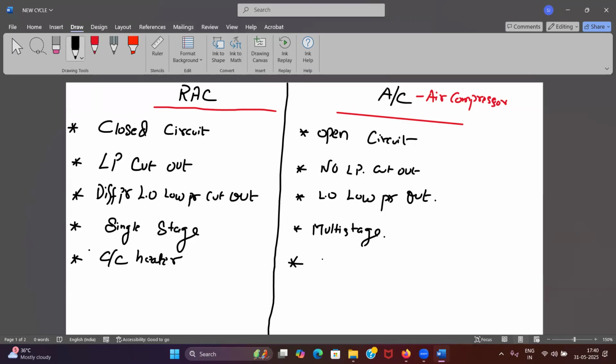You can give many reasons. I am just writing a few. And here you have no crankcase heater. Then it is belt driven, no flywheel. Even compressors can be belt driven. I told you, air compressors can also be belt driven. Emergency air compressors are belt driven, right?